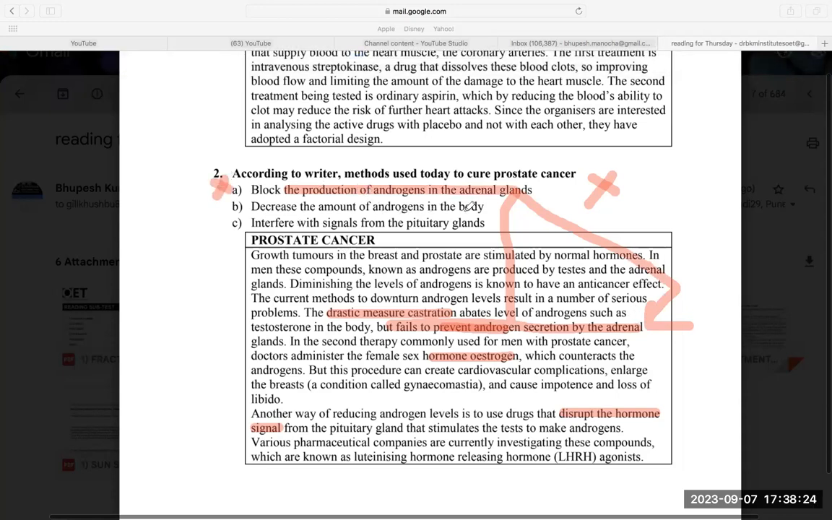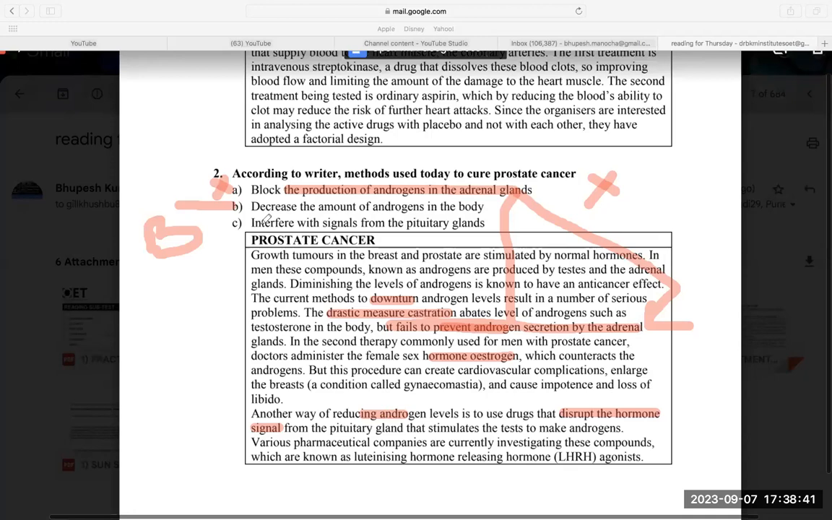Decrease the amount of androgens in the body. Yes, these all three methods were saying to decrease. Even here it was saying decrease. Even here it was saying to reduce the level. So this is a common phenomena. So all the methods are trying to decrease the androgens.